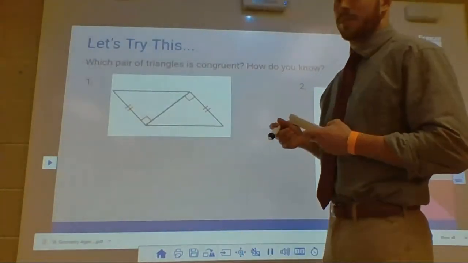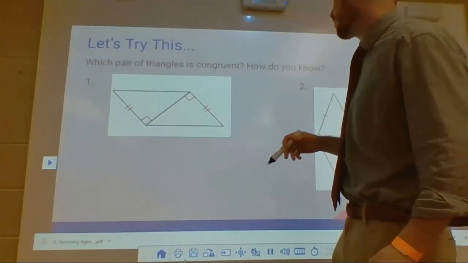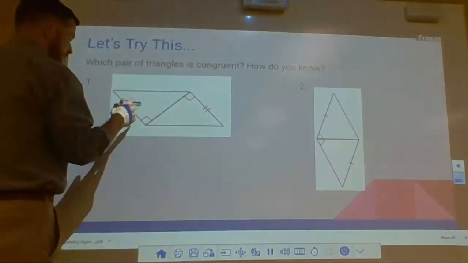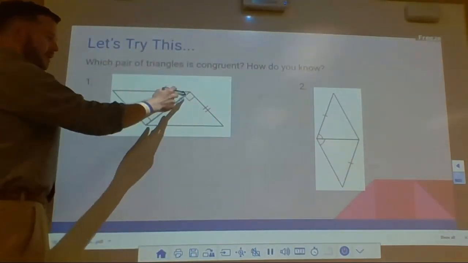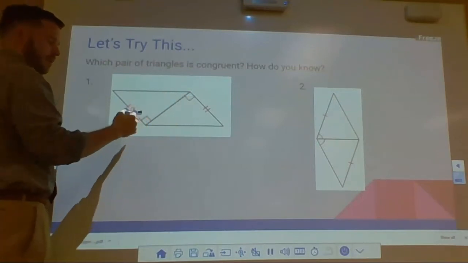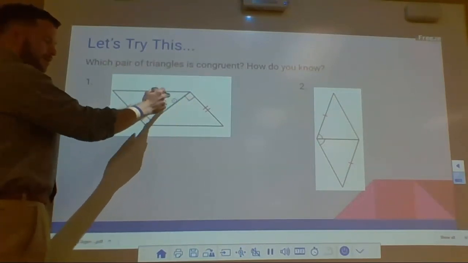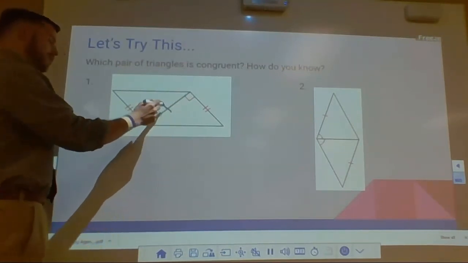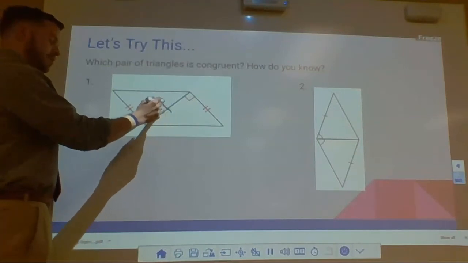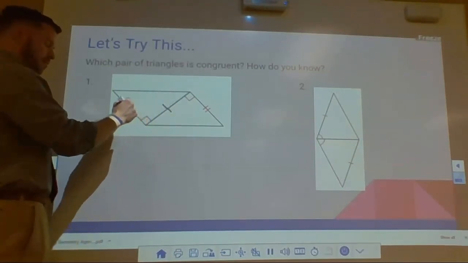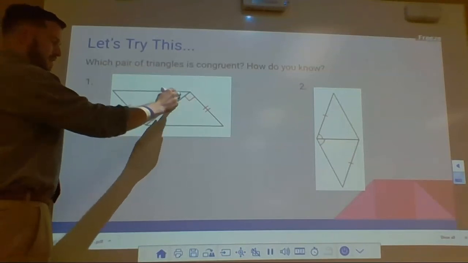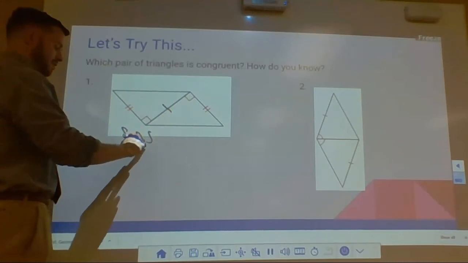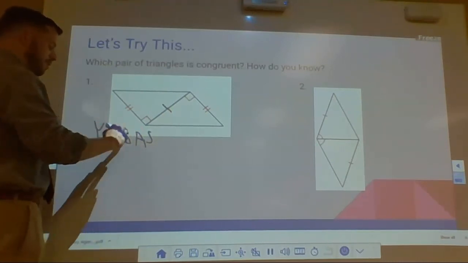Now let's finish this up by trying these problems. Which pair of triangles is congruent? How do you know? All right, well, let's look at these triangles. We see a congruent side and a congruent angle. If this is 90 degrees, that must also be 90 degrees, right? These are both right angles, so they're going to be congruent. We see the shared side though, right? So that side is also going to be congruent. So we have side, angle, side congruence. So we have SAS congruence here. So yes, these are congruent by SAS.